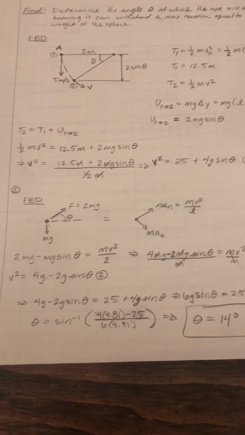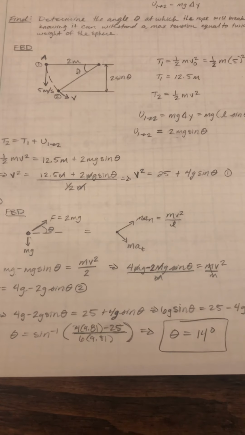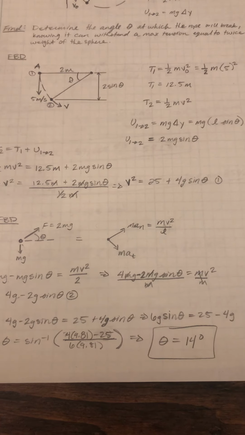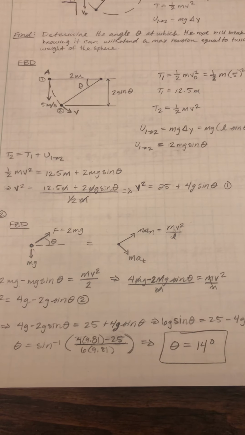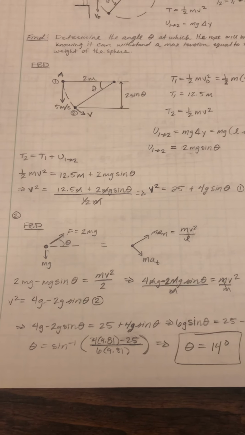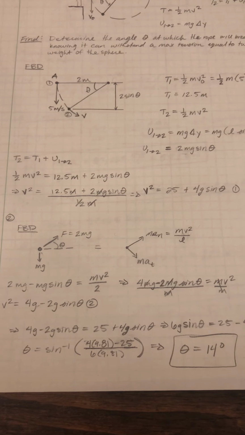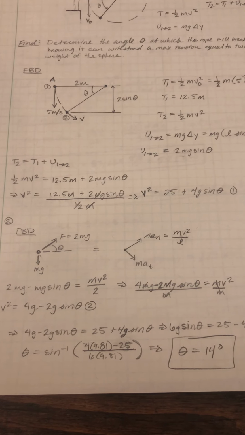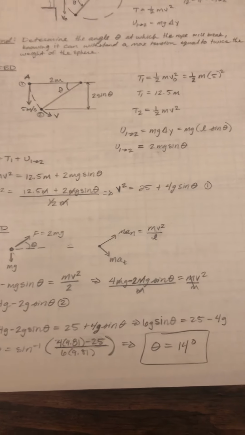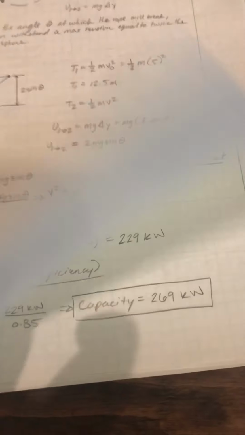Setting our two v squared equations equal to each other, we're able to then plug in the values and manipulate it so that we can find theta is equal to the inverse sine of (4g minus 25) over 6g, which results in our theta being 14 degrees.